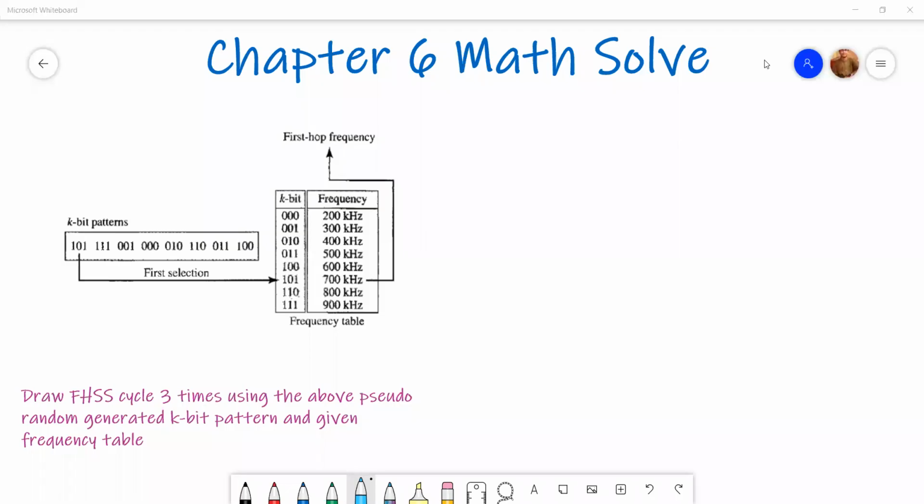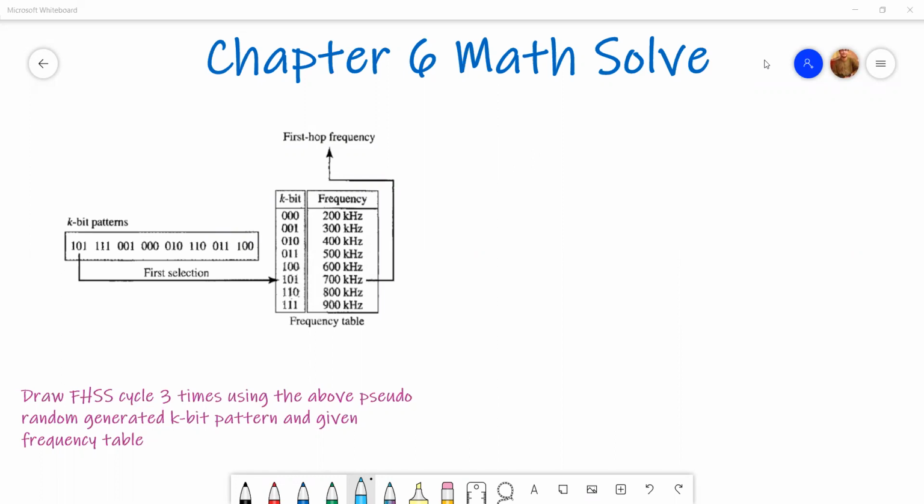In today's lecture, we're going to solve some math from chapter 6 in the data communication course. Chapter 6 is all about multiplexing and spreading. In the very first example, we'll be talking about frequency hopping spread spectrum.